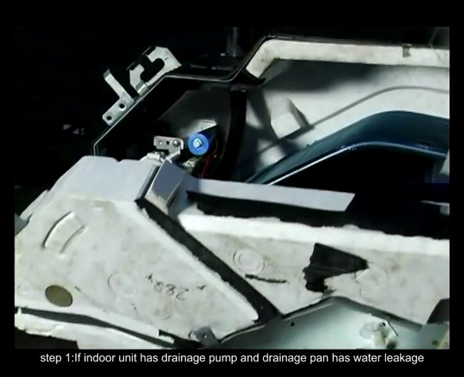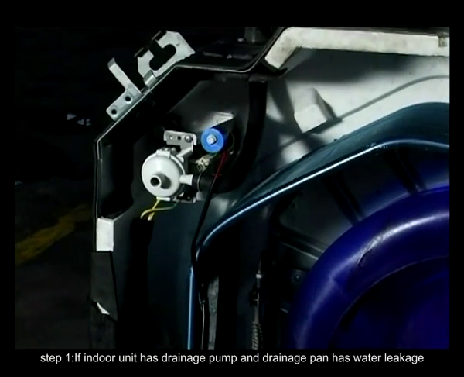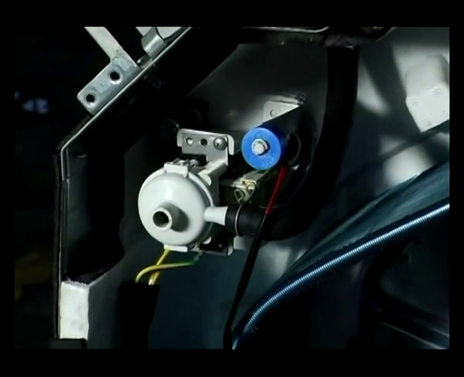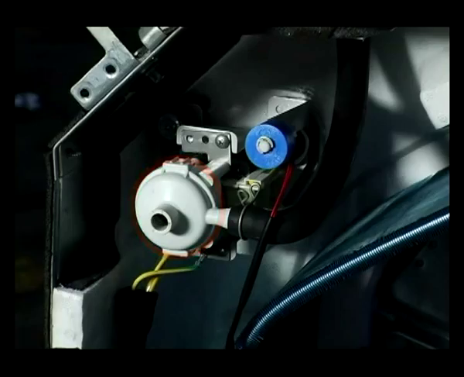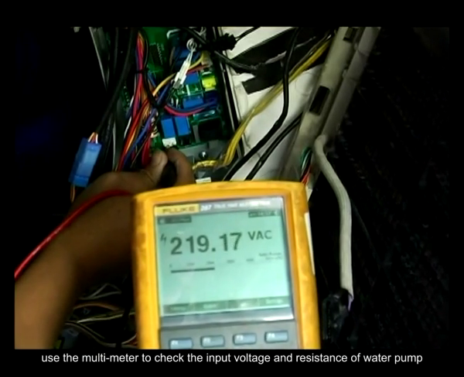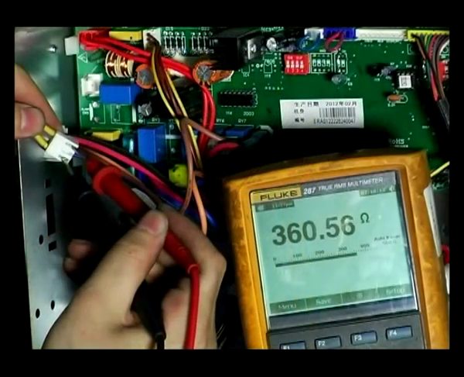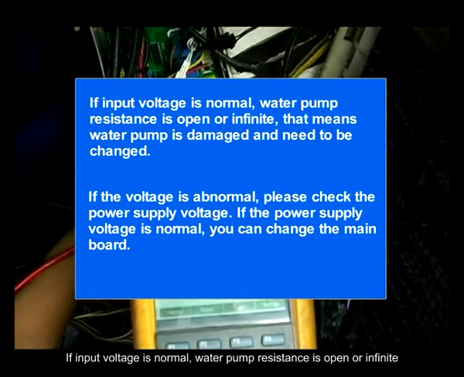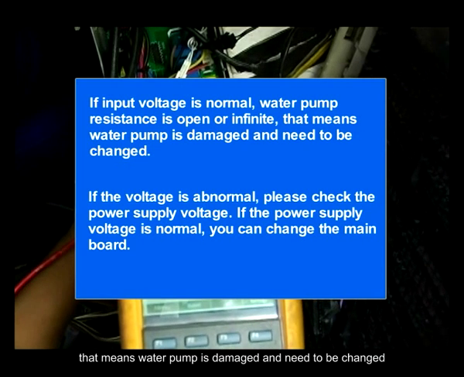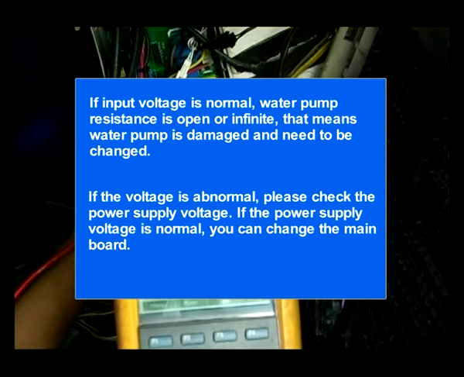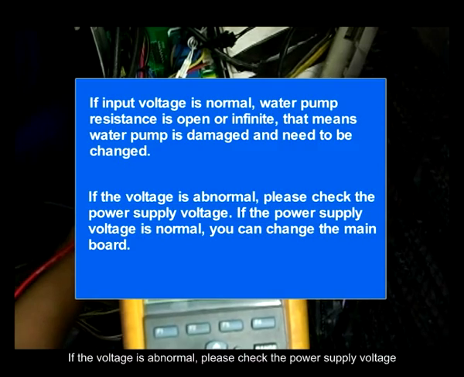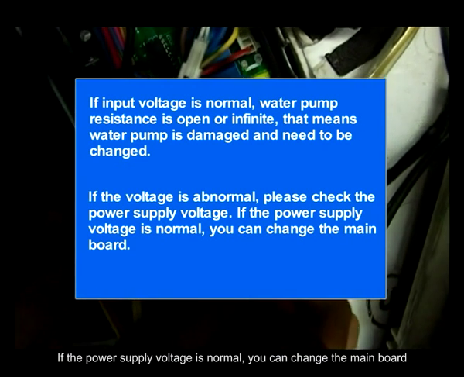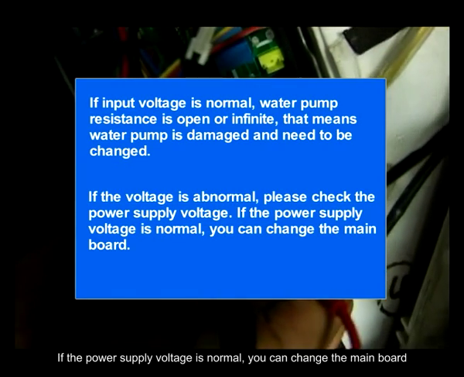Step 1. If the indoor unit has a drainage pump and the drainage pan has water leakage, please check if the drainage pump is running normally. Use the multimeter to check the input voltage and resistance of the water pump. If the input voltage is normal and the water pump resistance is open or infinite, that means the water pump is damaged and needs to be changed. If the voltage is abnormal, please check the power supply voltage. If the power supply voltage is normal, you can change the main board.